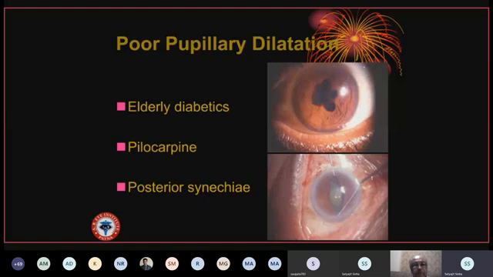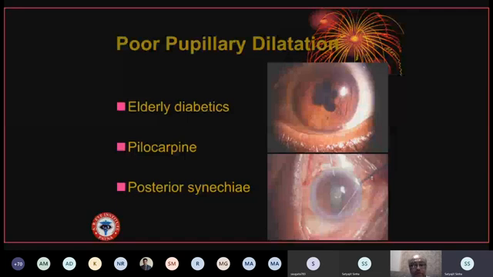Sometimes the pupil just doesn't dilate. It could be an elderly diabetic, pilocarpinized eyes, posterior synechiae, the pupil is small, you are barely able to see the posterior pole, let alone the retinal periphery. Any media opacities like a corneal pathology, an anterior chamber reaction, sometimes post-trauma there's hyphemia, there is PCO following cataract surgery, there's a lenticular opacity, grade 3, grade 4 cataracts, vitreous hemorrhage, vitreous haze, indirect ophthalmoscopy becomes very difficult.